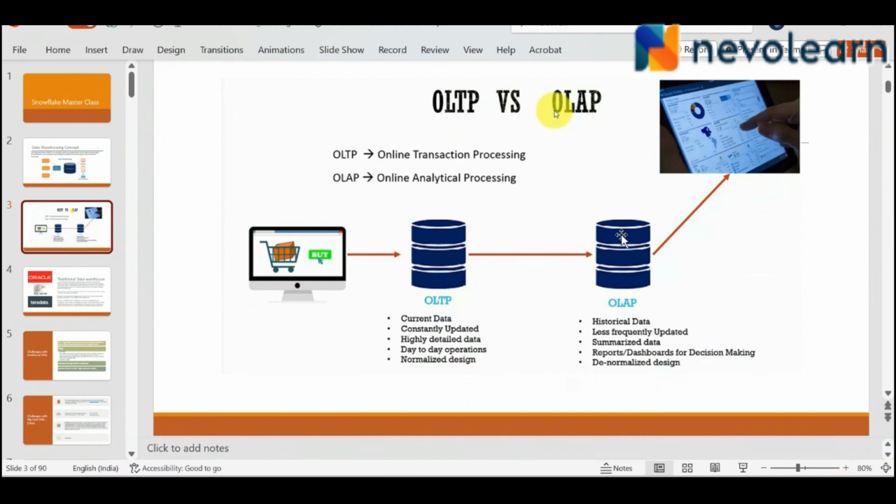It is summarized data. This data is mainly used for report and dashboard purposes or decision making purposes. And this is mainly denormalized data. Here we don't store normalized data. Every data is acceptable, and we store denormalized data here.